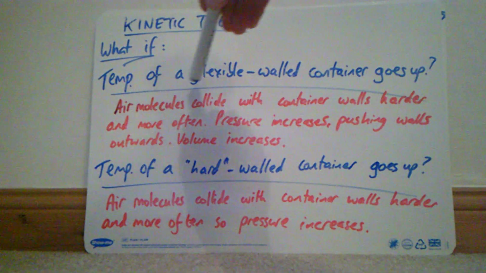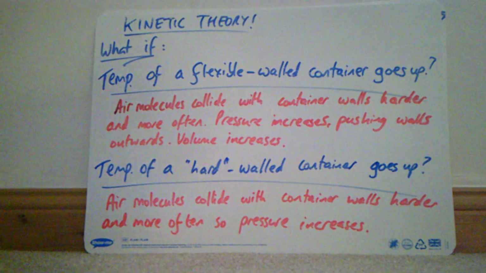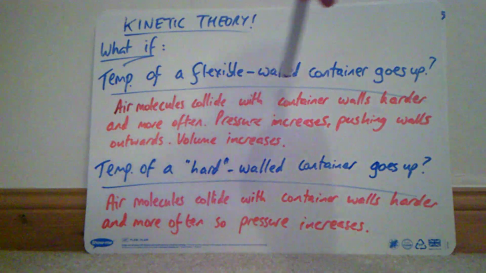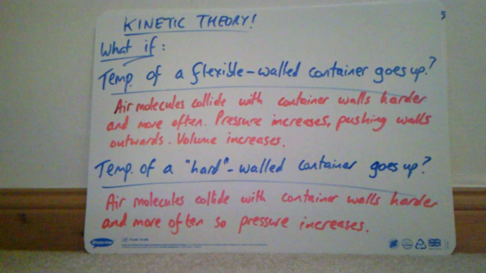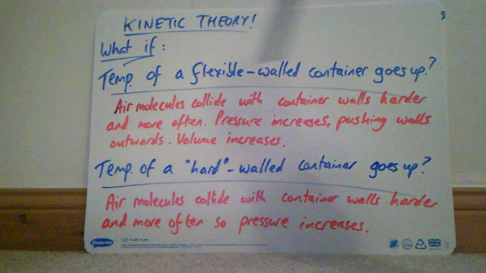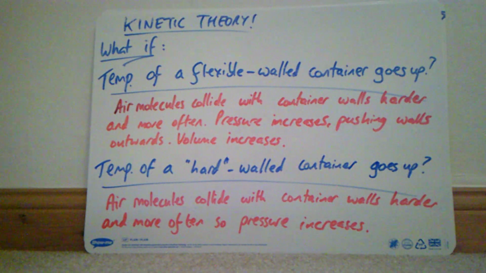Well, the air molecules, because they're getting hotter and hotter, they bounce around faster, so they collide with container walls harder and more often. That's the key phrase. When they get hotter, they move around faster, so they collide with the container walls harder and more often. If they collide with the container walls harder and more often, then pressure increases. This pushes the container walls outwards, so the volume increases.